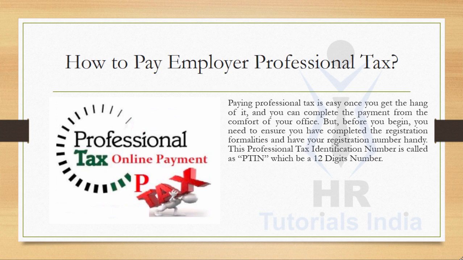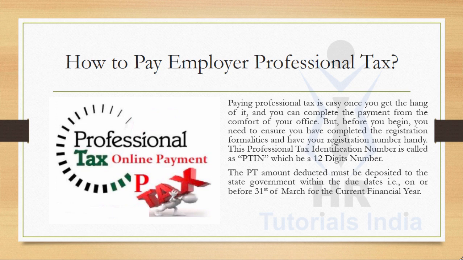Which means before making professional tax payment, we need to have a professional tax registration number, that is nothing but the professional tax identification number, which is called the PTIN number, which will be a 12 digit number. But to have this PTIN number, the company has to get registered with professional tax. After registration, the professional tax department will issue a PTIN number, which will be a 12 digit number.